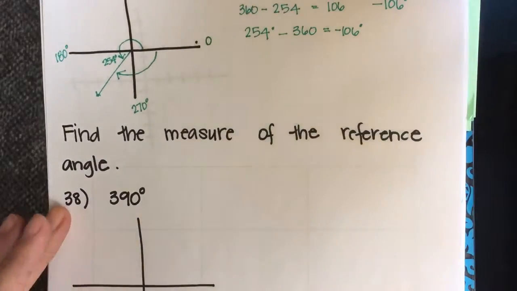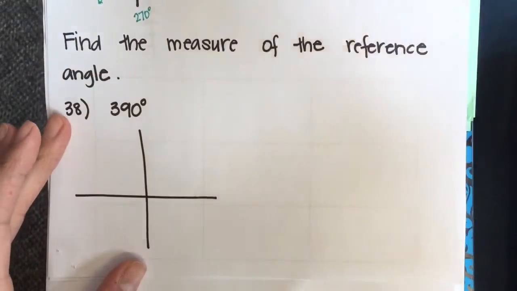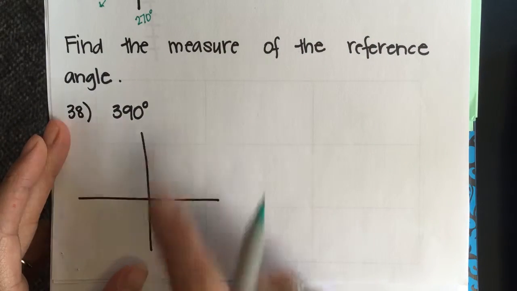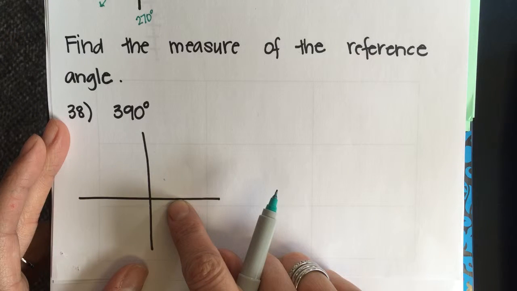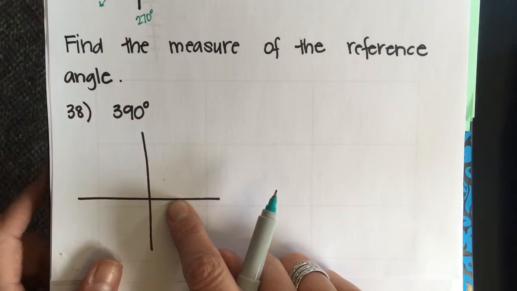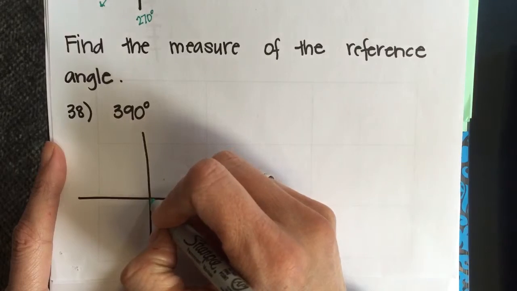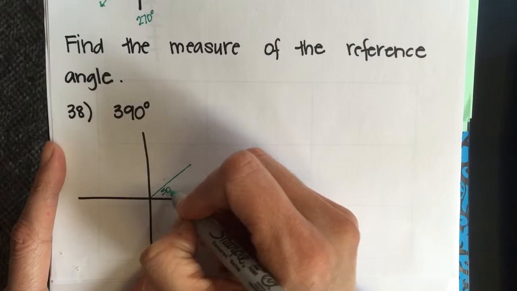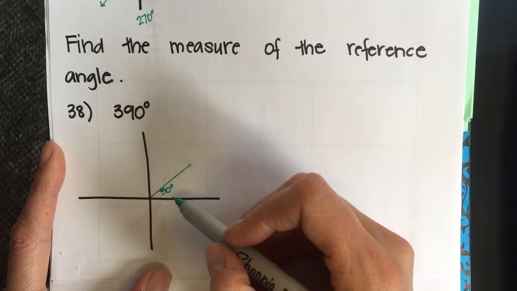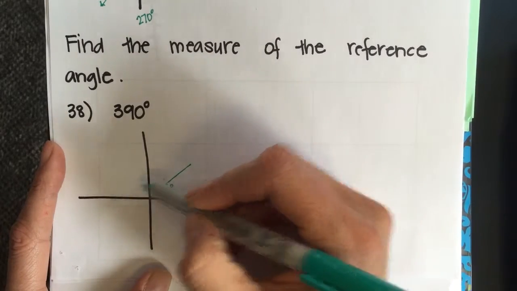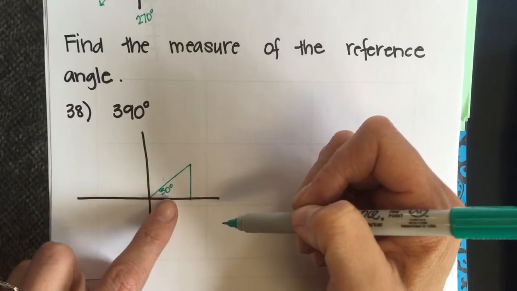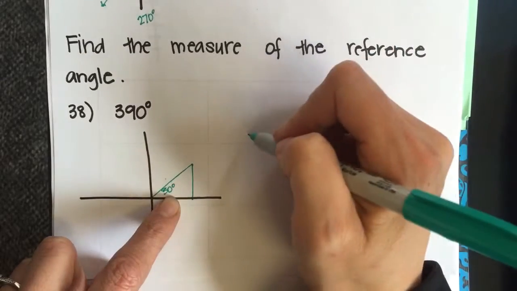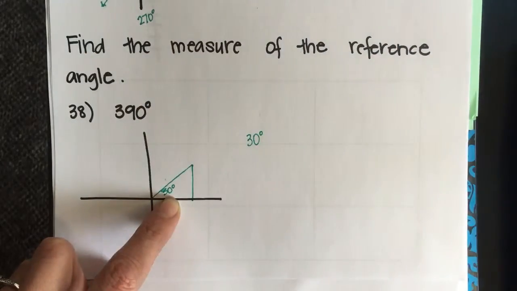Number 38 is finding a reference angle. So again, first I'm going to sketch it. 390. If we go all the way around once, we were just talking about that, that's 360 degrees once. So how much further do I need to go to reach 390? I need to go another 30 degrees. So the reference angle, remember it has to be part of the bow tie, meaning that that angle has to go to the x-axis always. So what is the angle to the closest x-axis? It is 30 degrees.